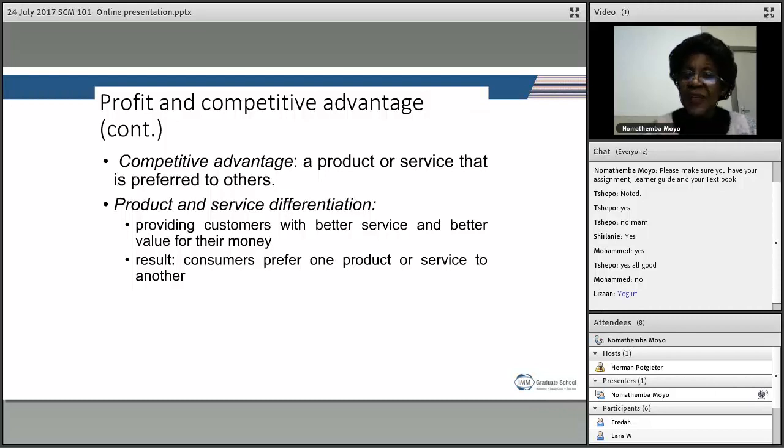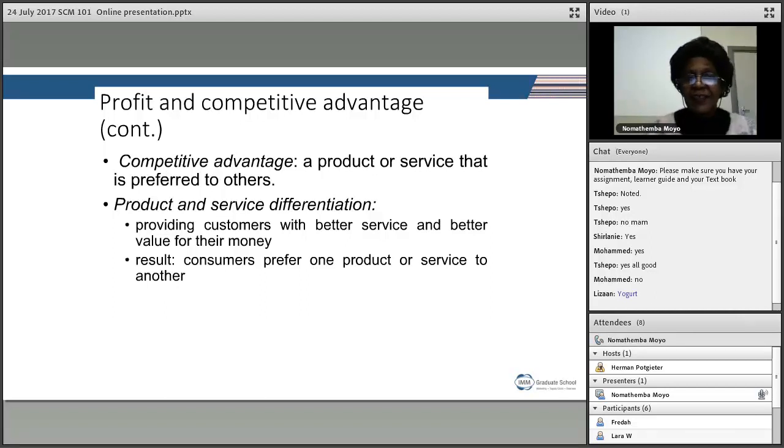Providing customers with better service and better value for money. You want to make sure that when your consumers buy the product, they feel that what they paid for is worth it. If not, they must feel that they are really delighted. You have given them more than what they paid for.